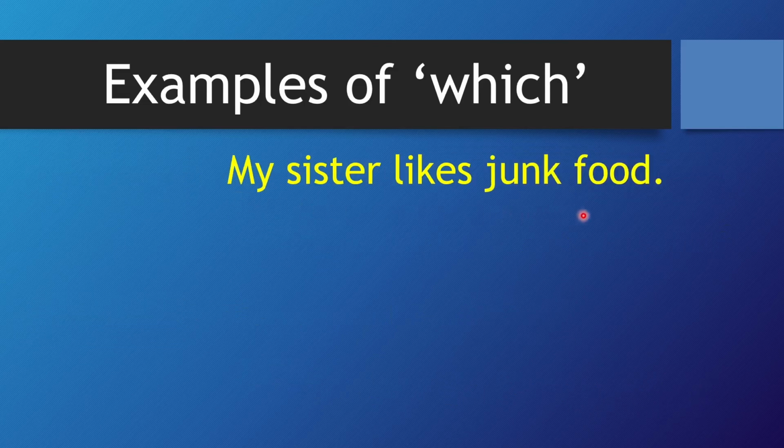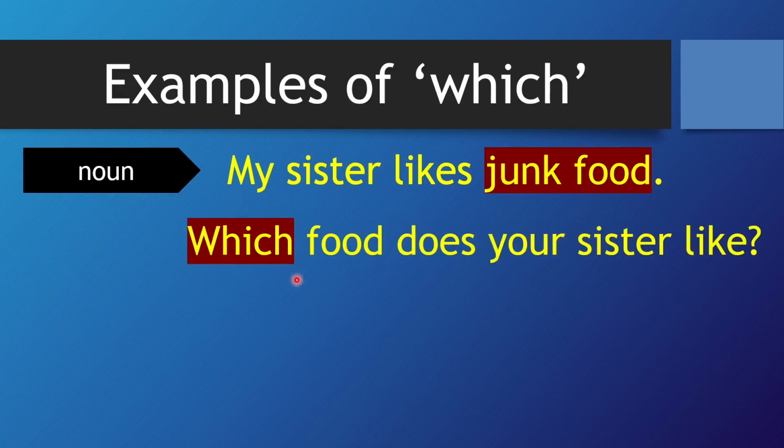My sister likes junk food. Here, junk food, it's showing the noun. So we will write, which food does your sister like? So which is indicating junk food. After that, we will write the noun, that is food. Then sister is third person singular. So we are using does. You know, when it is third person singular, we take the auxiliary does. After that, my will become your in the question, and sister will come, and then the verb like. So the sentence is, which food does your sister like?